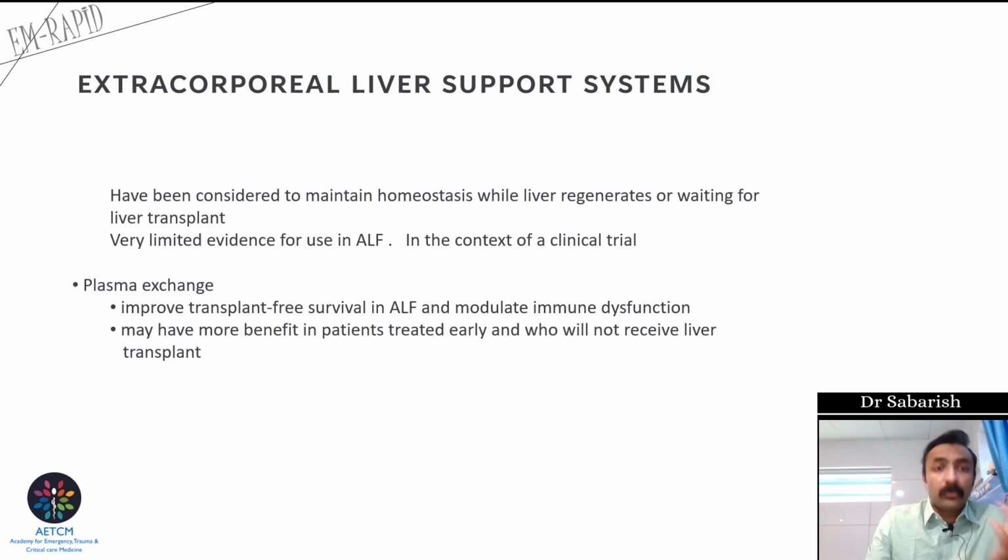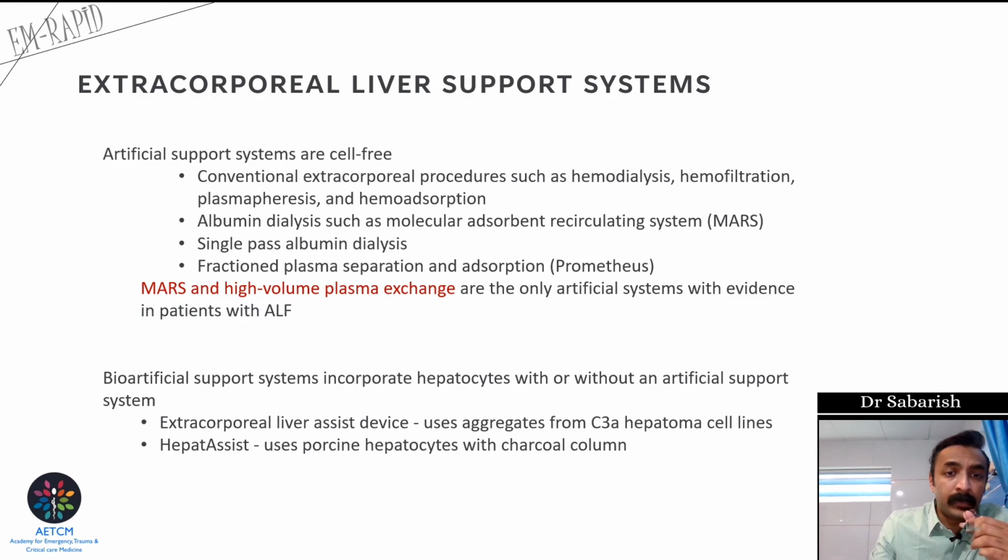A quick word about extracorporeal liver support systems. Yes, this is something which has gathered a lot of interest of late and is found to be useful. But at the end of the day, as we speak, there is very limited evidence for its use, and currently the recommendation is to use it in terms of clinical trials only. One thing is plasma exchange. It has been proven to improve transplant-free survival in ALF and modulate immune dysfunction, and it may have more benefit in patients when they are treated early. So one is plasma exchange.